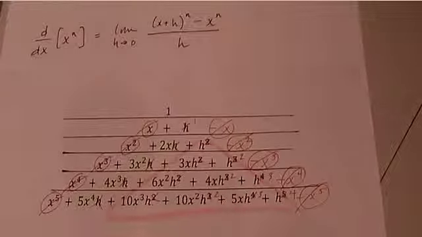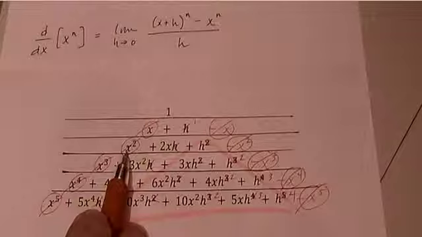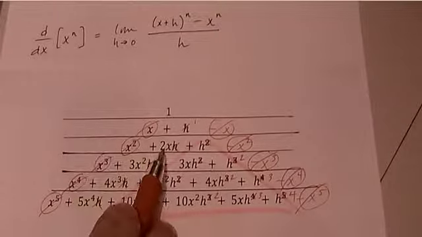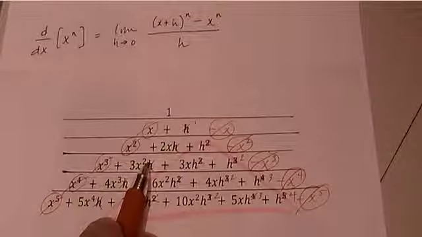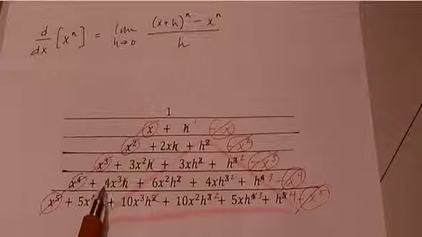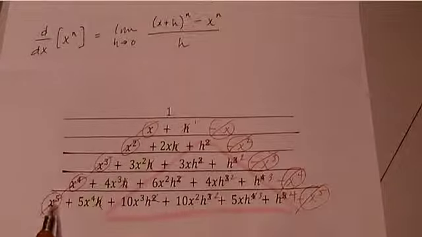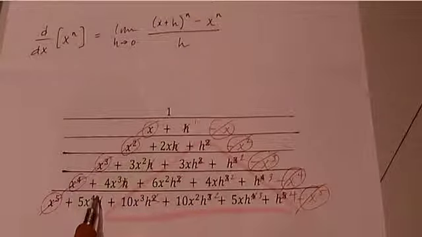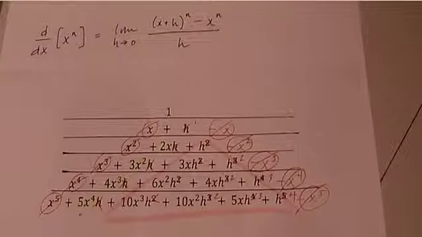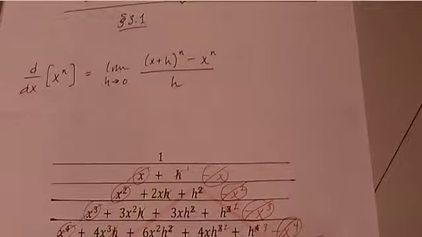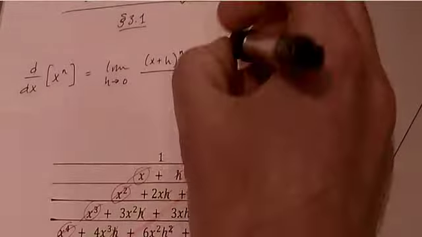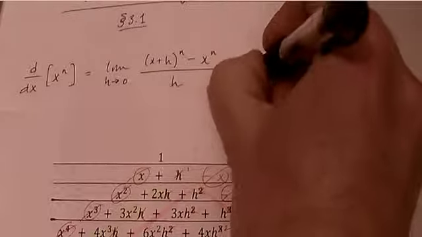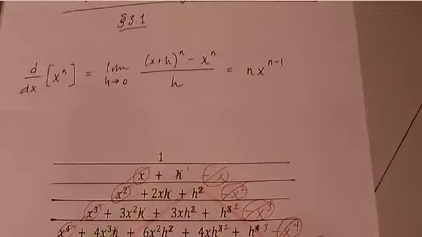That's why the derivative of x squared is 2x. The derivative of x cubed is 3x squared. The derivative of x to the fourth is 4x cubed. The derivative of x to the fifth is 5x to the fourth. And of course you can count on this pattern continuing all the way down, which is why the derivative of x to the n winds up being nx to the n minus 1.